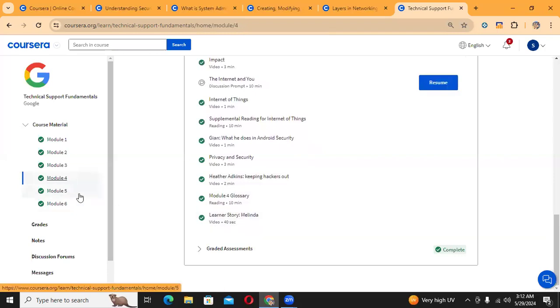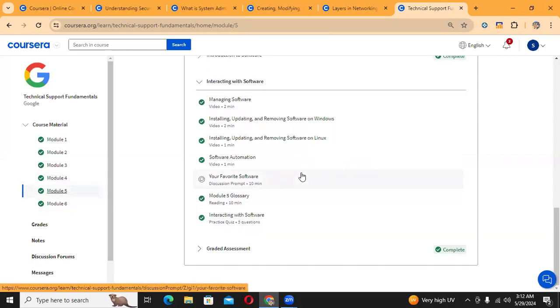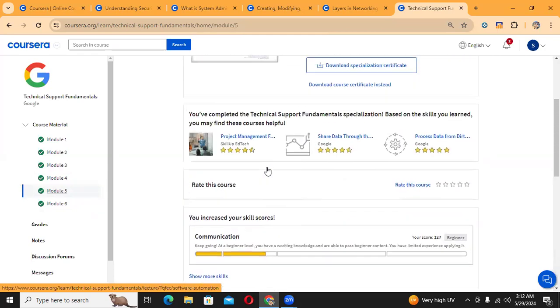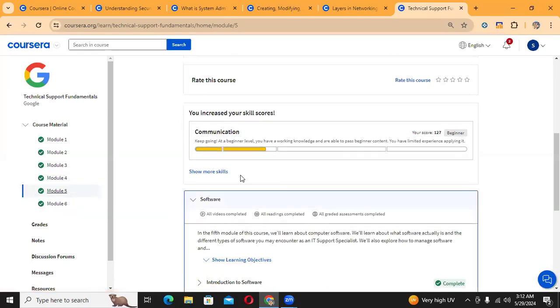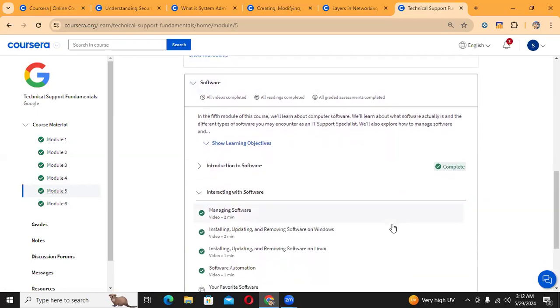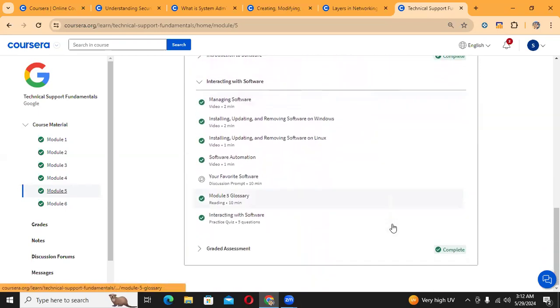So let's move on to module 5. It is basically about software. What is software? We will understand system software versus application software, installing and management of software, basic scripting and automation, and troubleshooting common software issues.